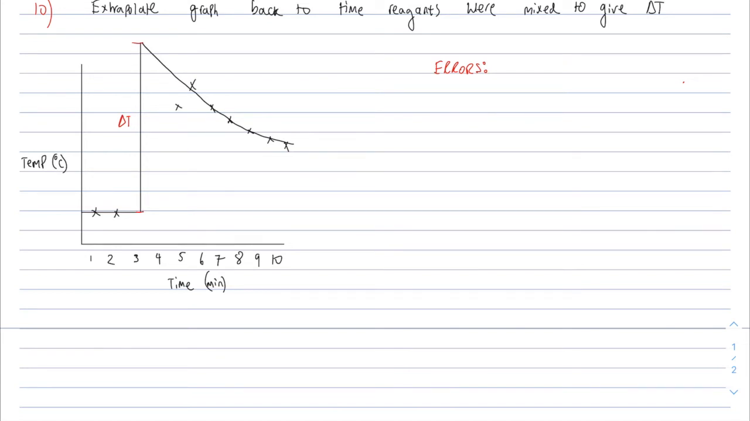Now let's discuss some errors that can occur in this experiment. So the first error is that we're approximating specific heat capacity, as we're assuming the specific heat capacity for the solution is the same as water. For instance, we may have hydrochloric acid, and we would have to assume that it has the same specific heat capacity as water, but in reality, that isn't the case. We're also neglecting any energy absorbed by the apparatus.